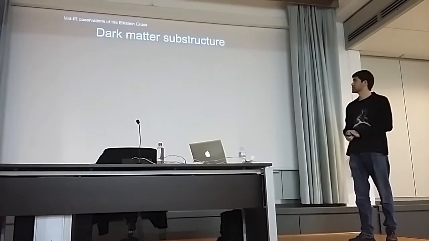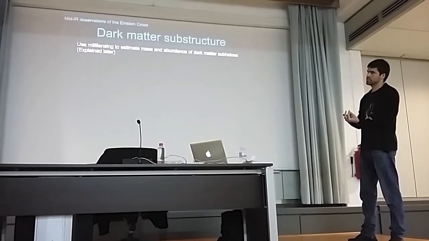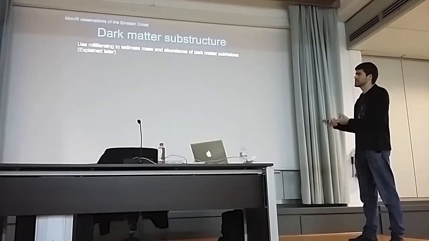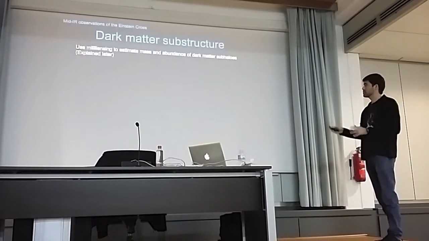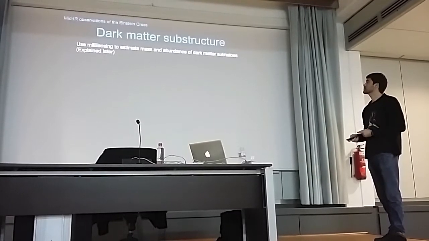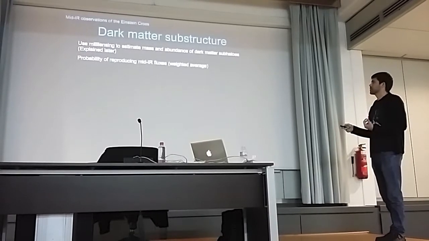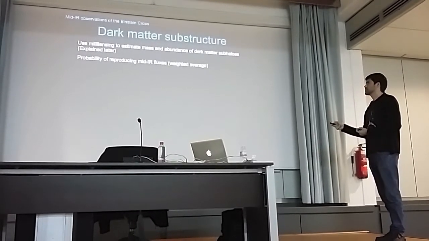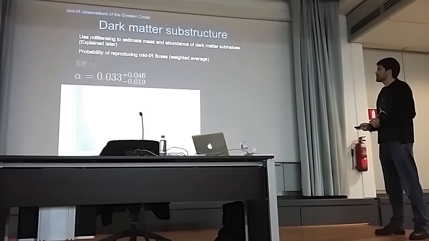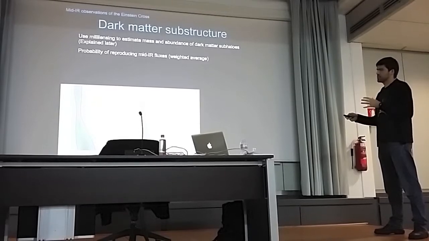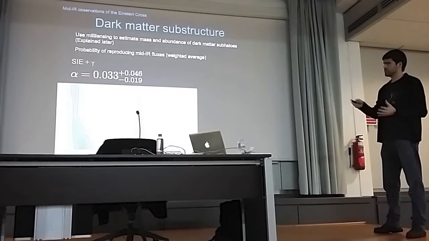Now to the dark matter structure. We're going to use mid-infrared lensing, where there's no microlensing because it's a bigger effect, to estimate the mass and abundance of a distribution of dark matter subhalos in the halo of the lens galaxy. We want to reproduce the mid-infrared observed fluxes. We will use the weighted average because it should be less affected by microlensing. And using a microlensing method similar to the previous one, but it will be explained in the further section.